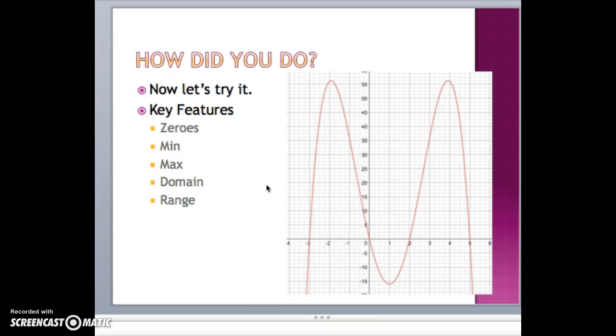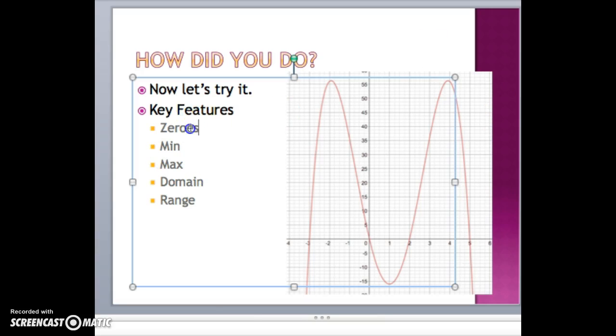All right, so compare your list to our list. How did you do? Most of you probably got most of the key features, and that's okay if you didn't, because we're going to try it now. So looking at our list, remember our important things here. We've got the zeros where it crosses the x-axis, the min and the max, so our valleys and our hilltops, the high points, and our domain and our range. Those are the 5 things that we need to focus on, and we're going to practice identifying them in this graph right now.